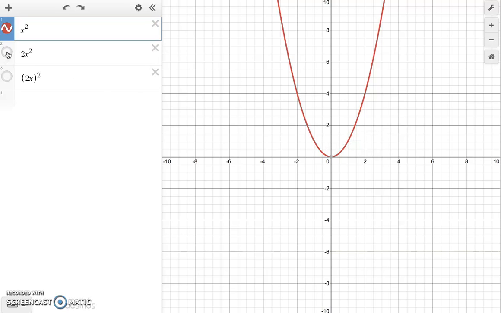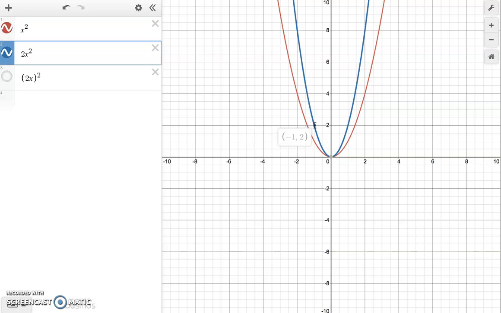So let's add the 2x squared, the one that is a vertical stretch. How do we know that's a vertical stretch? Well, if we look at an x value of 1, our parent function, x squared, should have a y of 1. Here, if we look at -1, our function has a value of 2. So for the same input, the -1, the y value got bigger. That's how we know that that is a vertical stretch.